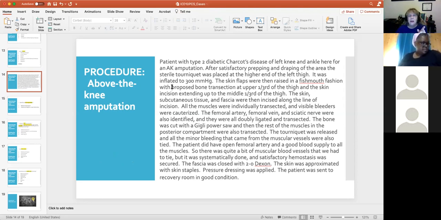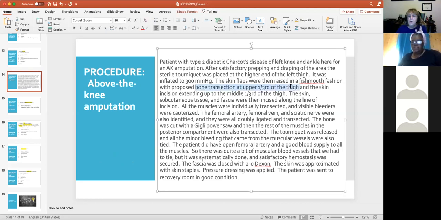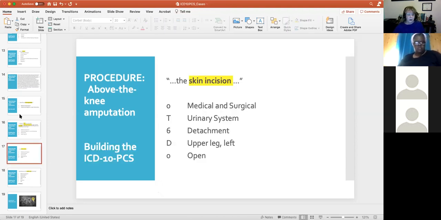Okay. And take a look here. The bone transection at upper 1/3 of the thigh. And then the skin incision is the middle third of the thigh. Because remember, in an amputation, they take off the bone, right? But then they got to have extra skin to wrap around it. That's why we're here.